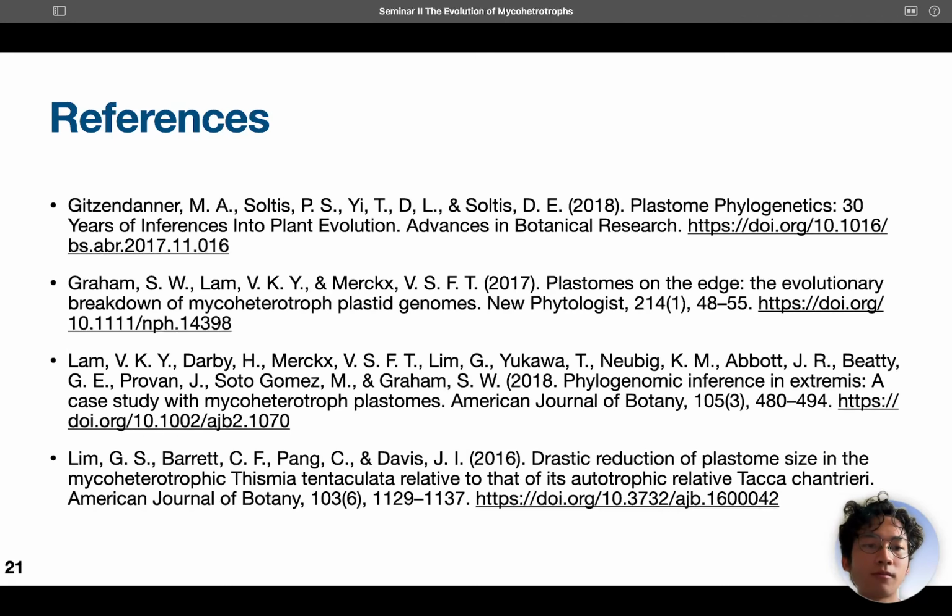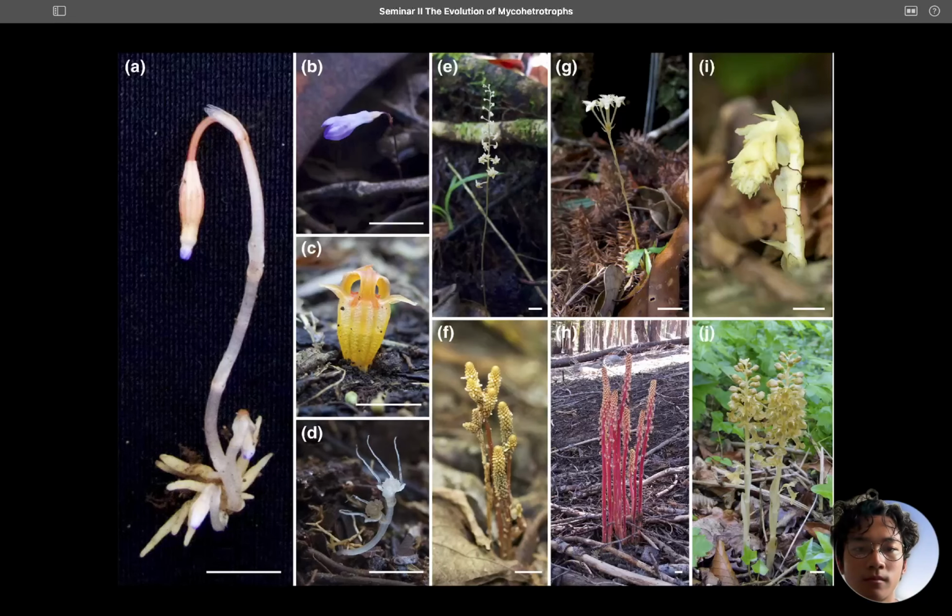And here are the references, and a demo, just a nice picture.